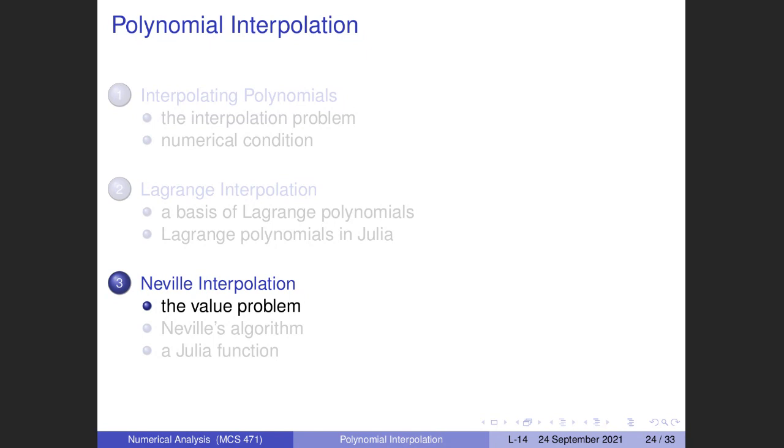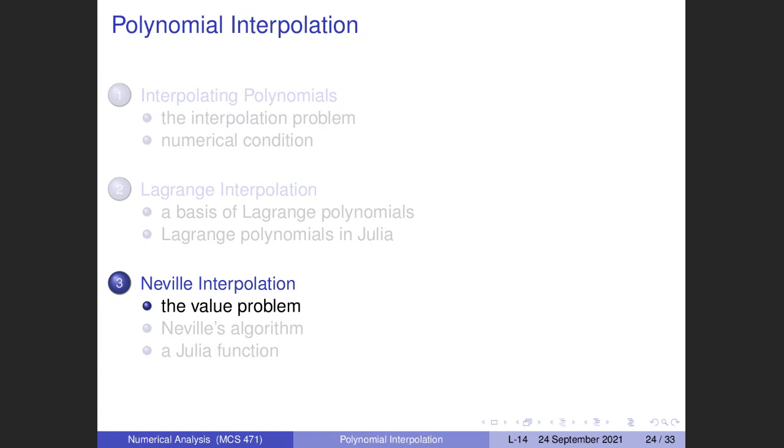So evaluating one Lagrange polynomial requires 2 times n multiplications. So it is actually a quadratic problem as well. So that's something that I should have pointed out.